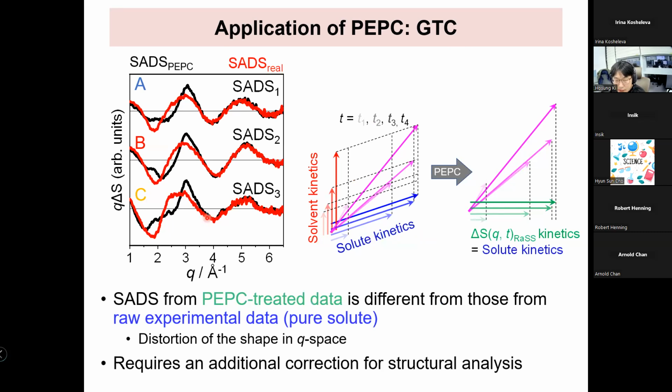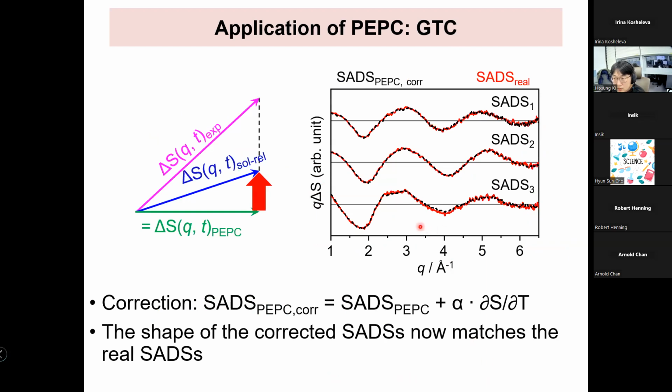So to extract detailed structural information from these distorted SADS curves extracted from the PEPC treated data, it requires an additional correction for structural analysis. This kind of distortion can be bothersome. However, I will skip the details, but I will only mention that the correction can be done straightforwardly for a structural analysis. So I want to emphasize that it is also possible to perform the structural analysis subsequently to the kinetic analysis to determine the kinetic models using PEPC treatment.